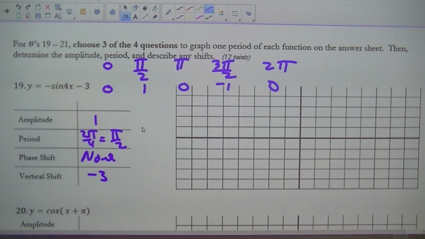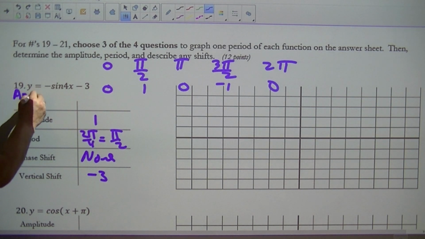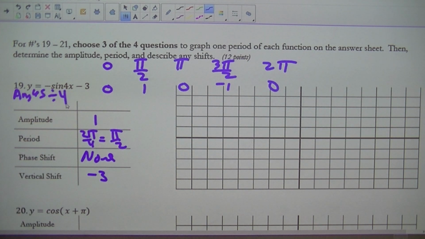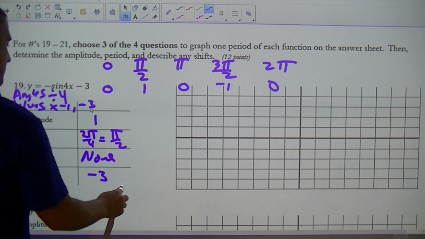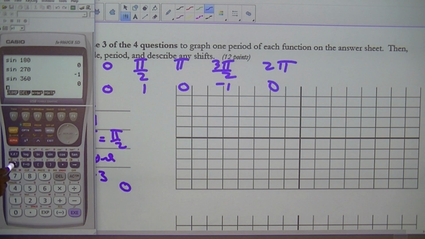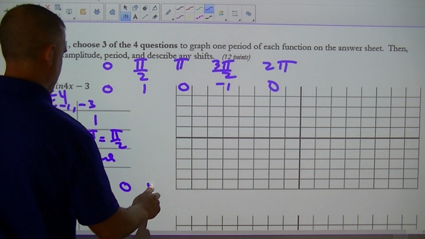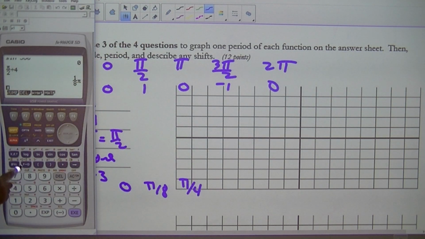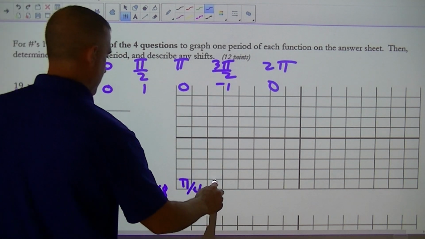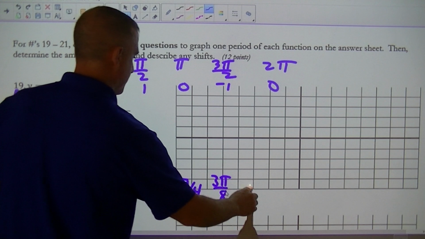Now, what's going to happen to our angles here? Our angles are going to be divided by 4, and our values are going to be times -1 minus 3. So for the angles, I'm going to write those down here. 0 divided by 4 would be 0. Pi over 2, you can either type pi over 2 or type a half, doesn't matter. Pi over 8. Pi divided by 4 would just be pi over 4. 3 pi over 2, it's always the one that's most confusing. 3/8 pi. And 2 pi divided by 4 we discussed already is pi over 2.